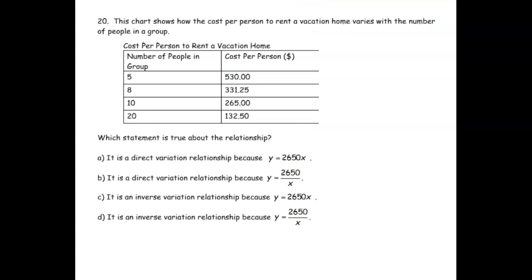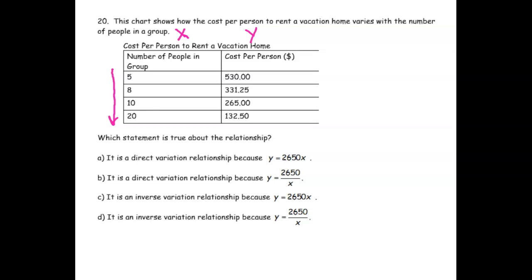And the last one. The chart shows how the cost per person to rent a vacation home varies with the number of people in the group. So looking at this relationship, what do you notice about the number of the group? The more people you have, what happens to the cost per person? So as the x's go up, the y value goes down. So that would be what kind of relationship? Think about that. And then maybe cross off a couple of options, and then once you decide what it is, is it direct or inverse, then you can come up with the equation.